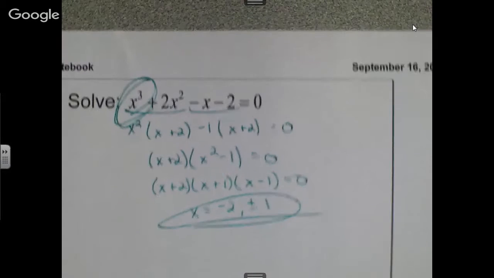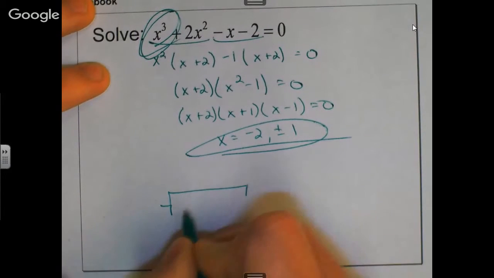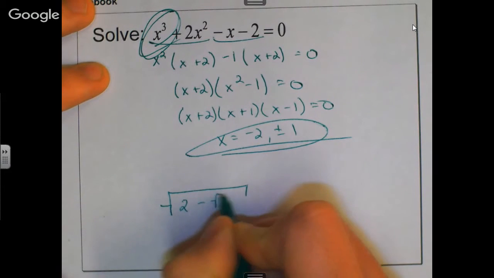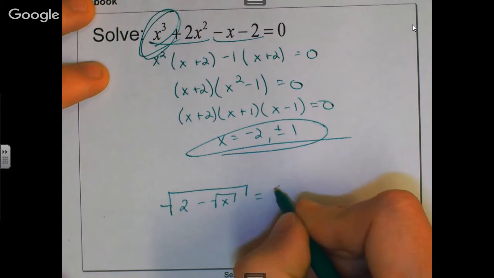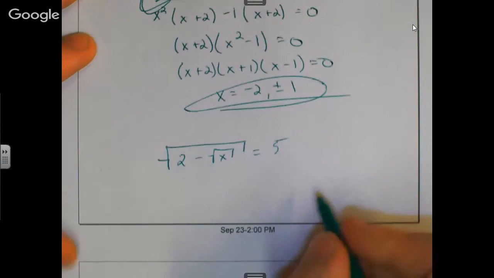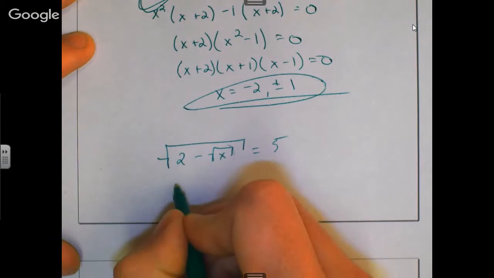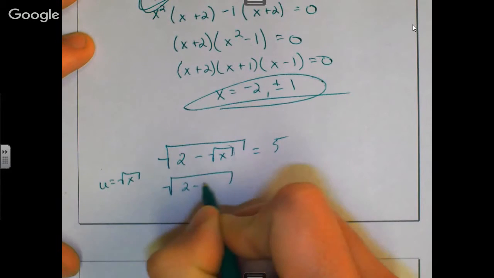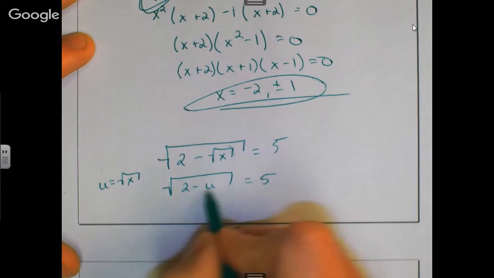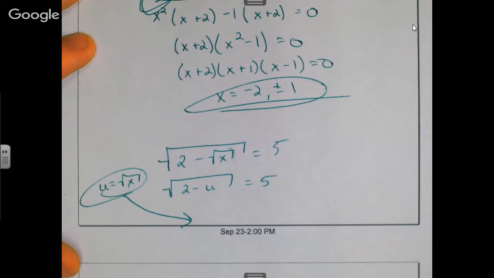U-substitution, let me go back to one real quick, is used if I have something like this, 2 minus radical x equals 5, with a little bit of flavor. I can take this out and I can put a u in there. So I can say u equals radical x and say that 2 minus u equals 5. I can work all this down and then take this and plug it back in at the end. And we'll do one like that later on.